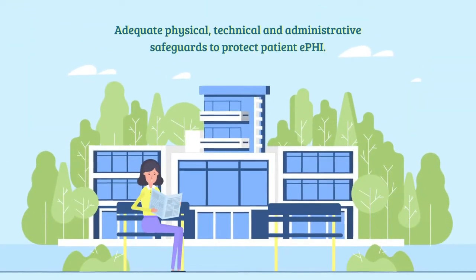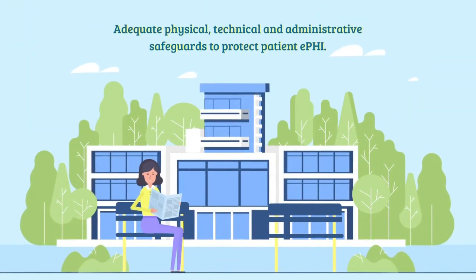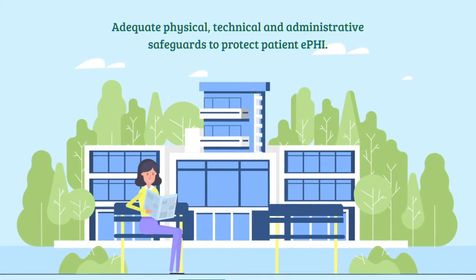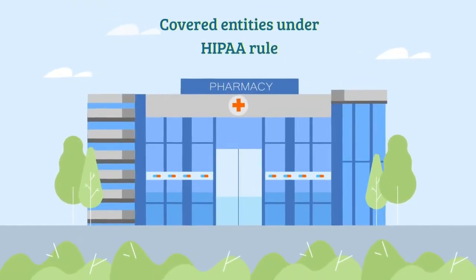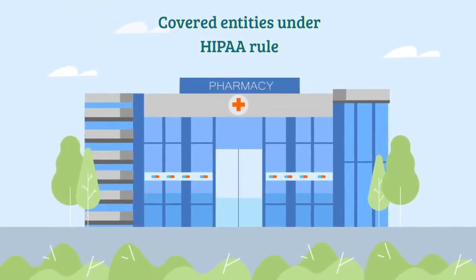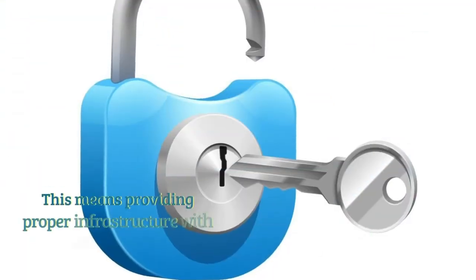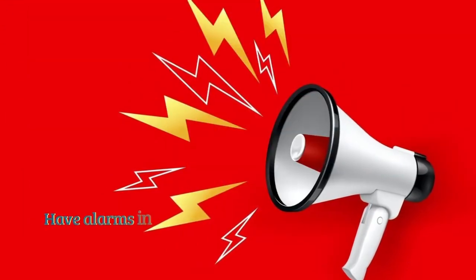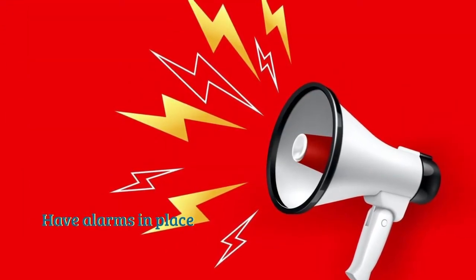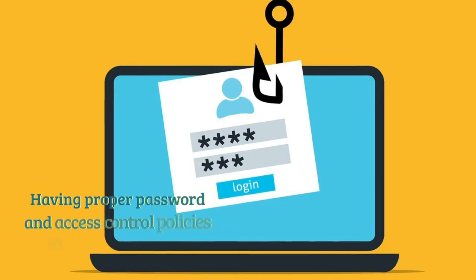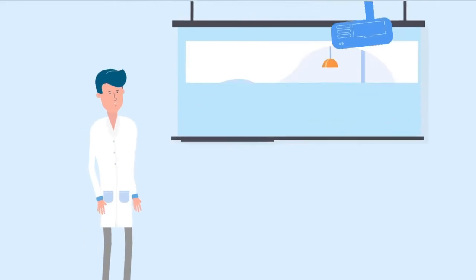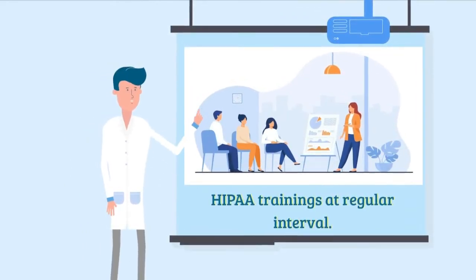The HIPAA security rule, on the other hand, mandates that all the entities covered by HIPAA are required to implement adequate physical, technical and administrative safeguards to protect patient PHI. We will cover more about the covered entities in our upcoming video. The organizations under HIPAA rule must provide proper infrastructure with lock and key, have alarms in place, having proper password and access control policies in the organization. It is mandatory to have HIPAA trainings to all of the employees at regular interval.